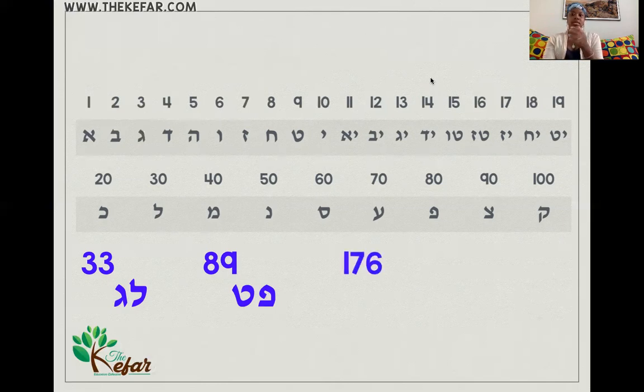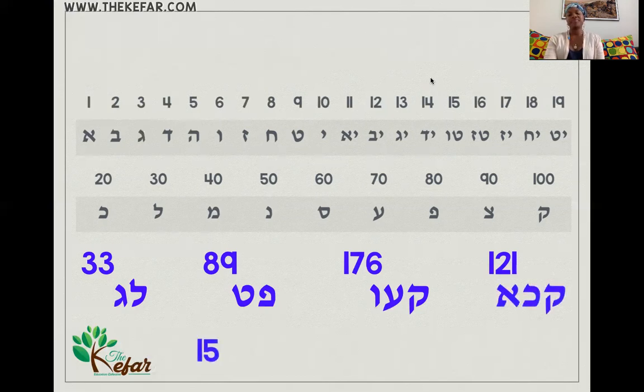Okay. 176. So you need 100 plus 70 plus 6. So 100 is Kuf, and 70 is Ayin, and 6 is Vav. So Kuf, Ayin, Vav is 176. 3 more. 121, what's that? 100 is Kuf, 20 is Kaf, and 1 is Aleph. So Kuf, Kaf, Aleph.